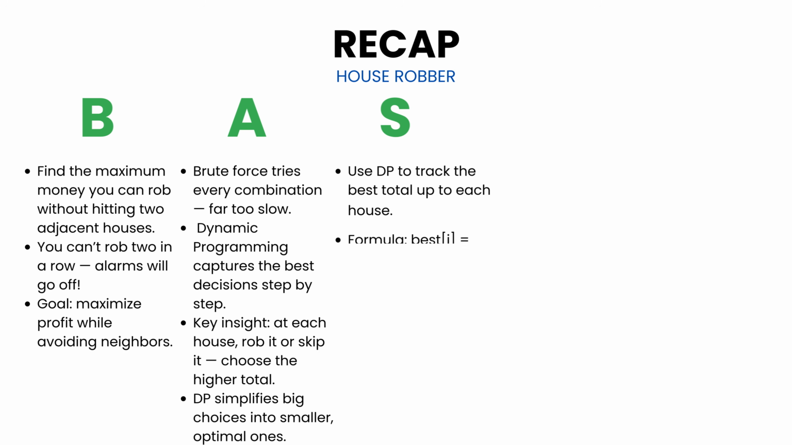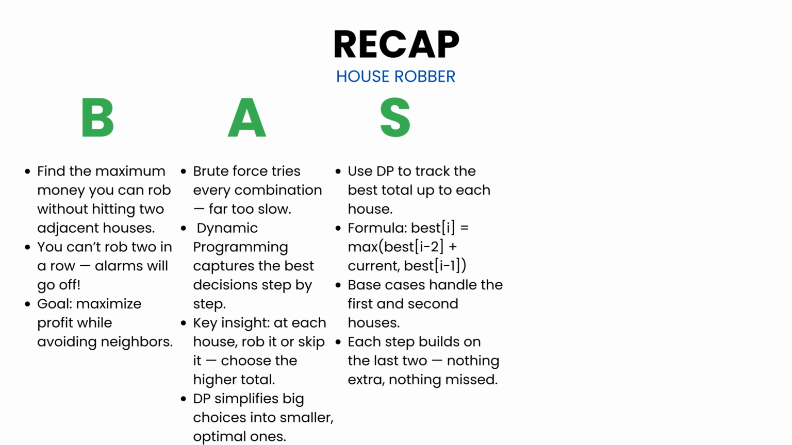Structure recap. We planned our solution around this simple recurrence. The best choice at each step is the maximum between robbing the current house, plus what was earned 2 houses back, or skipping it to keep the previous total. Building this logic from left to right gives us the optimal result at the end.